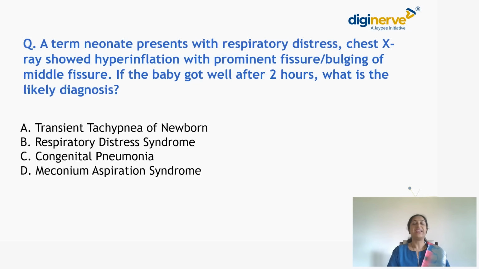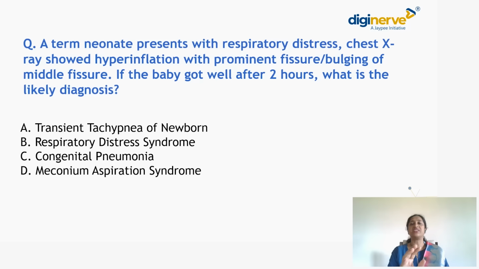The first question: a term neonate presents with respiratory distress. The chest x-ray shows hyperinflation with prominent bulging of the middle fissure. Now, this baby got well after 2 hours. What is the likely diagnosis? For all of you, I want you to have common sense. Just by common sense thinking, this was a term baby, so that rules out all your respiratory distress syndrome of prematurity and all those causes, hyaline membrane disease. If they even come in the options, they are ruled out.